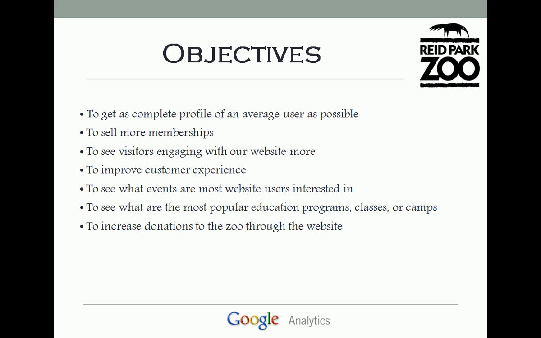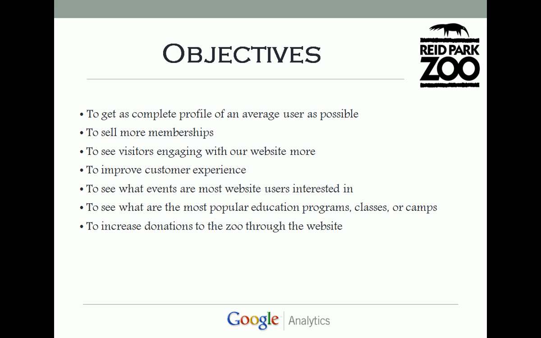Before we actually started our analysis, we needed to establish clear objectives as to what our analysis was to accomplish. So here's the list of the objectives that we came up with together with the zoo marketing personnel. First, to get as complete a profile of an average user as possible. Second, to sell more memberships. To see visitors engaging with our website more. To improve customer experience. To see what events most website users are interested in. To see what the most popular education programs, classes, or camps are.